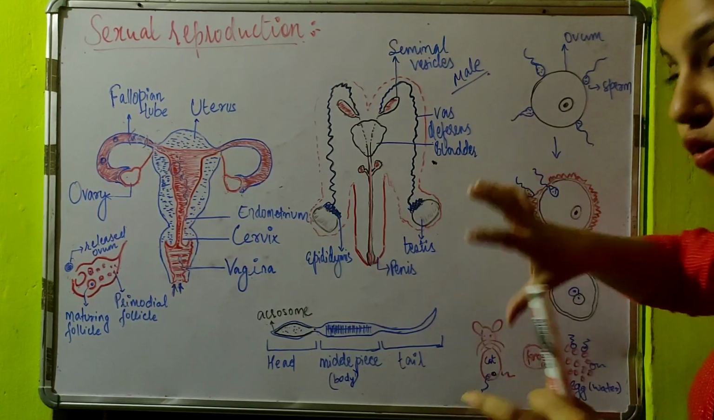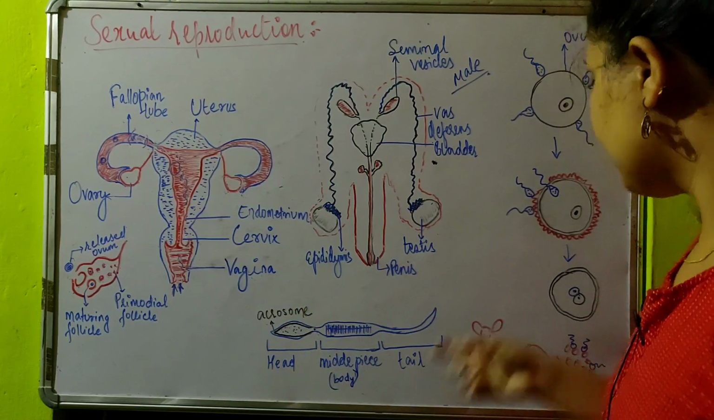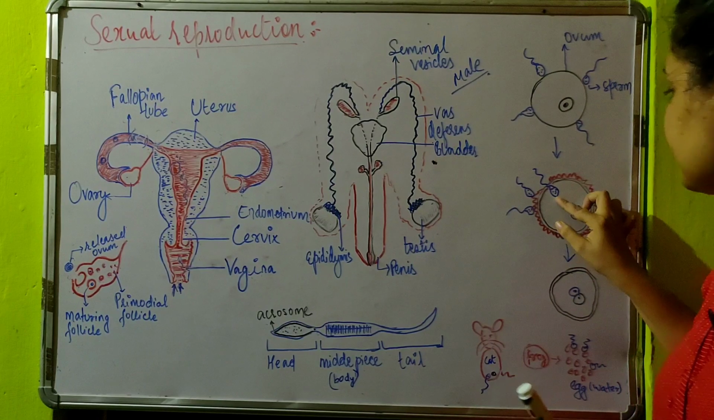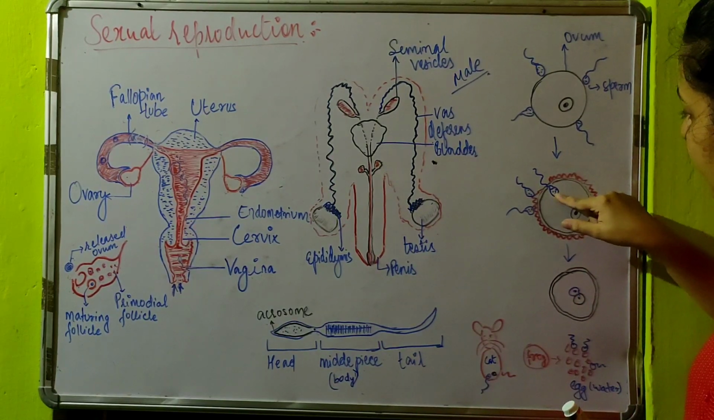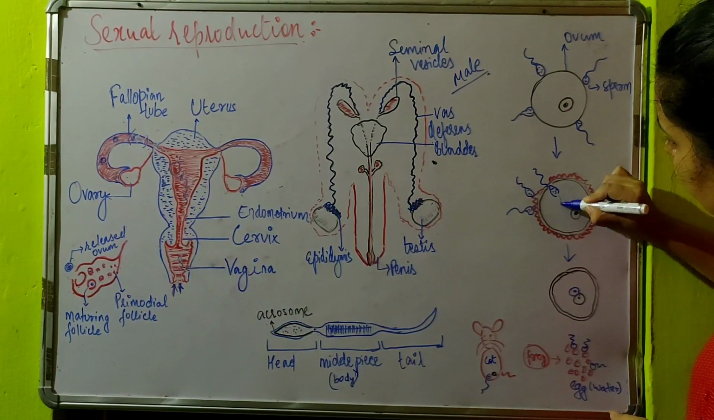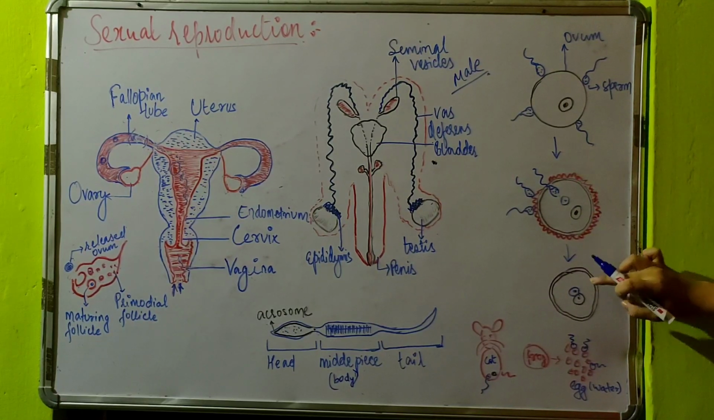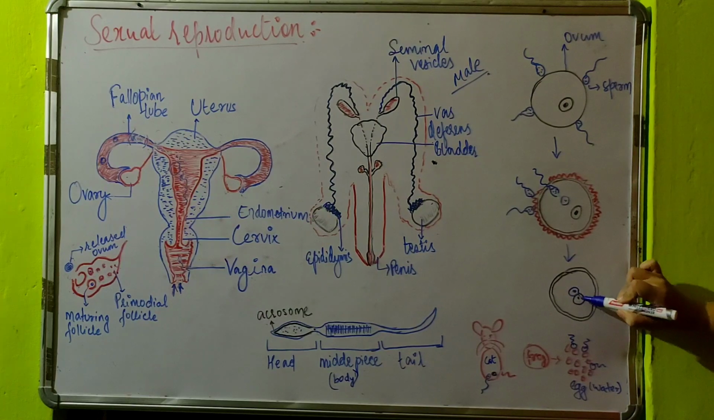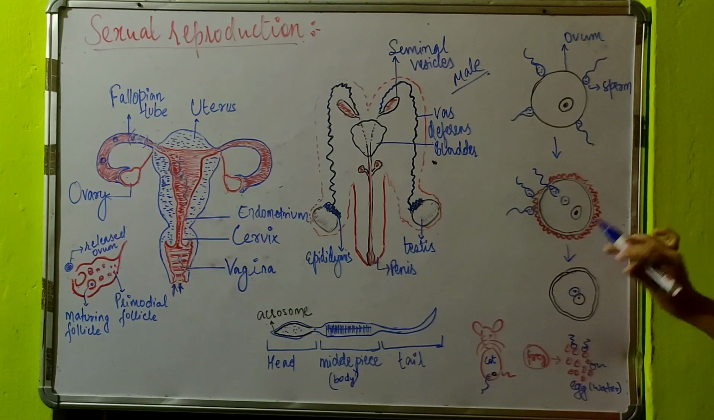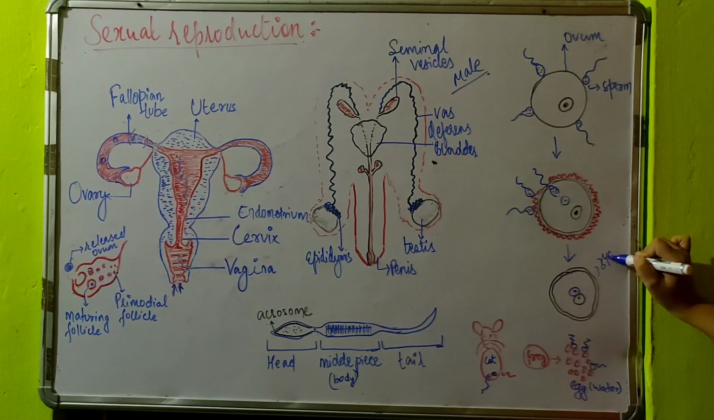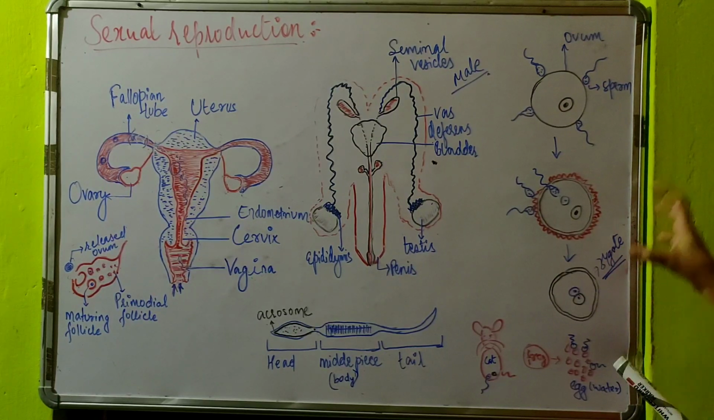The whole sperm doesn't enter the egg; one more time I am saying, only the head part containing the nucleus enters. This head part will release the nucleus, and now you see in the next step there are two nuclei meeting. This is the female nucleus and this is the male nucleus, they are meeting, and this is known as the zygote. I think you got it.